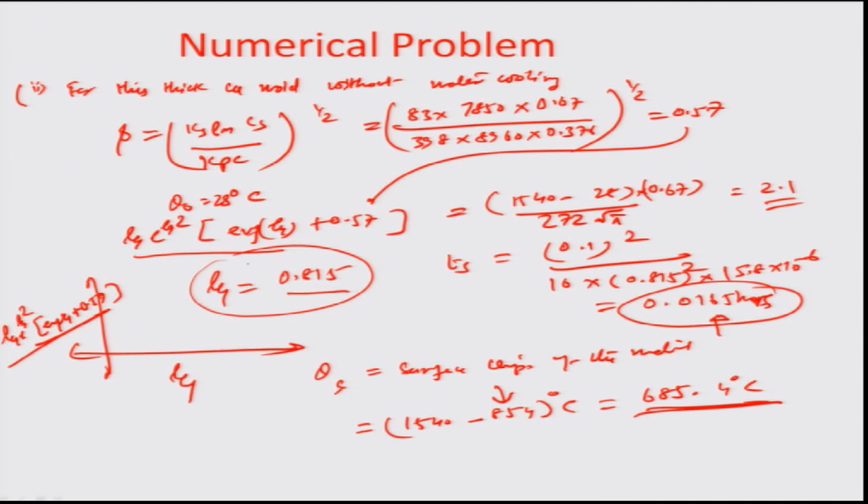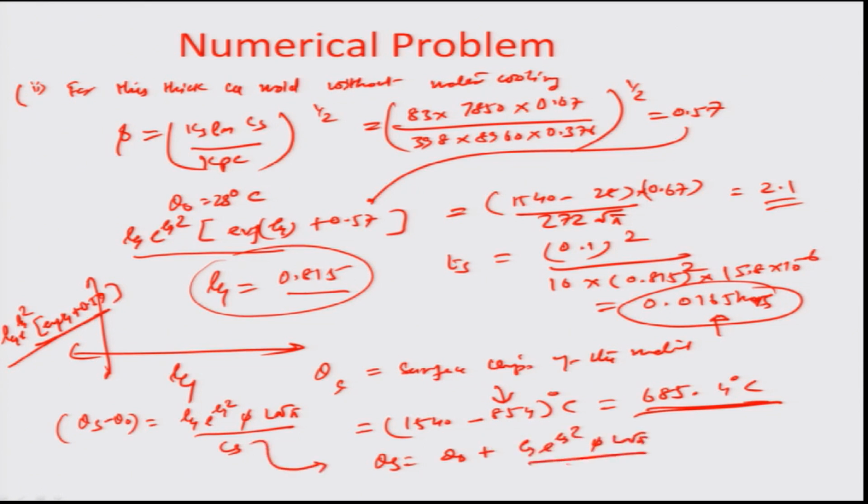The theta S, for example, in this particular case would be theta S minus theta 0 is equal to zeta e to the power of zeta square times phi L root pi by Cs, and theta S becomes equal to theta 0 plus zeta e to the power of zeta square times phi L root pi by Cs. Okay. So that is how the 685.4 degrees can be calculated.